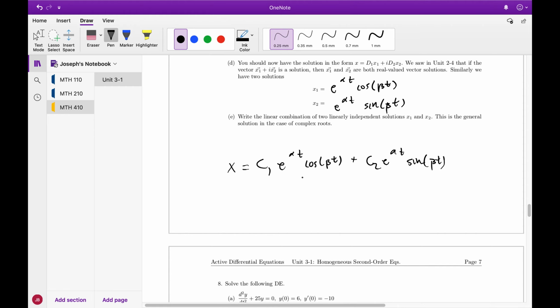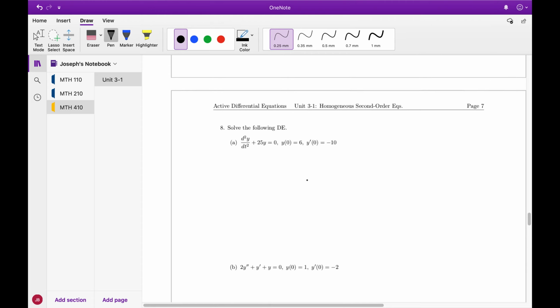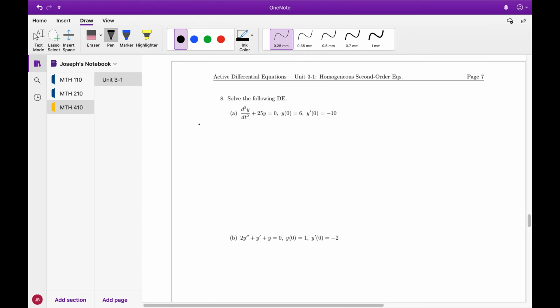All right, so moving to the next page, we have some examples now. So let's go through these. We see here we have y double prime plus 25y equals 0. So that corresponds to a characteristic equation of r squared plus 25 equals 0. And that tells us that r is plus or minus 5i. I'll let you verify that.